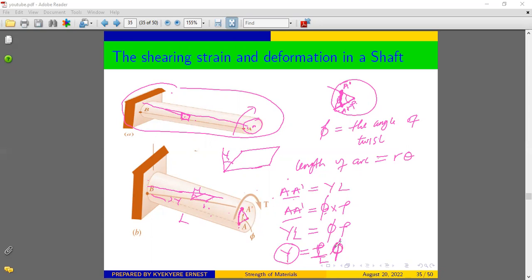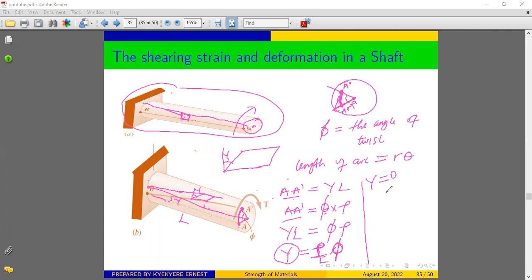And from this formula, we can also see that the shearing strain is directly proportional to the distance along the radius. Therefore, it means that at the center here, where the distance is equal to zero, gamma or the shearing strain will also be equal to zero. So on the longitudinal axis of this bar, the shearing strain will be equal to zero.